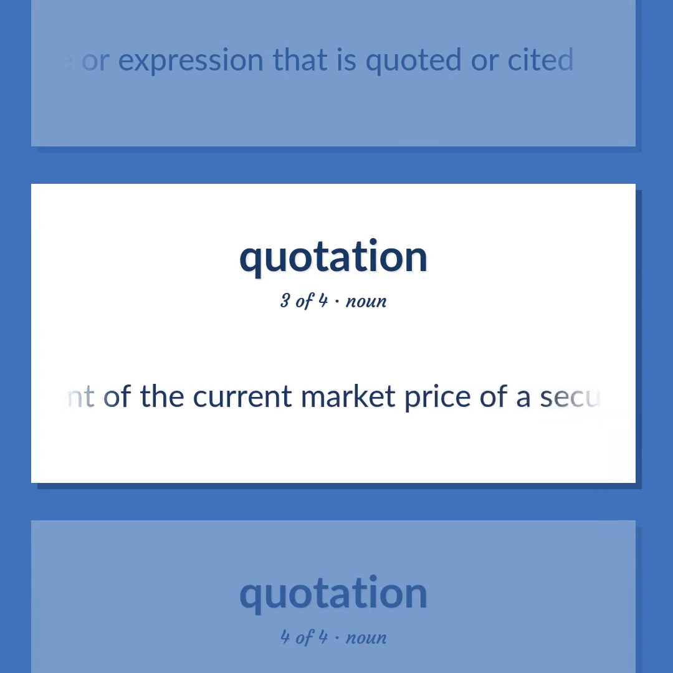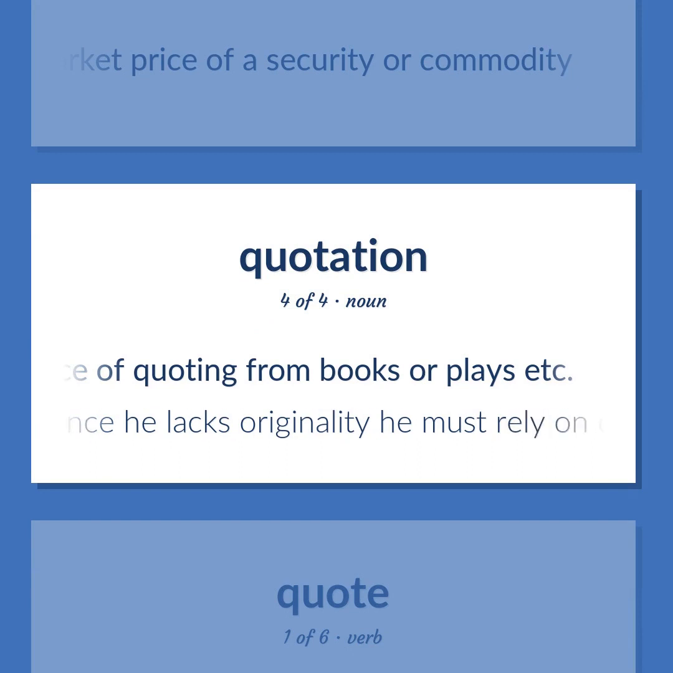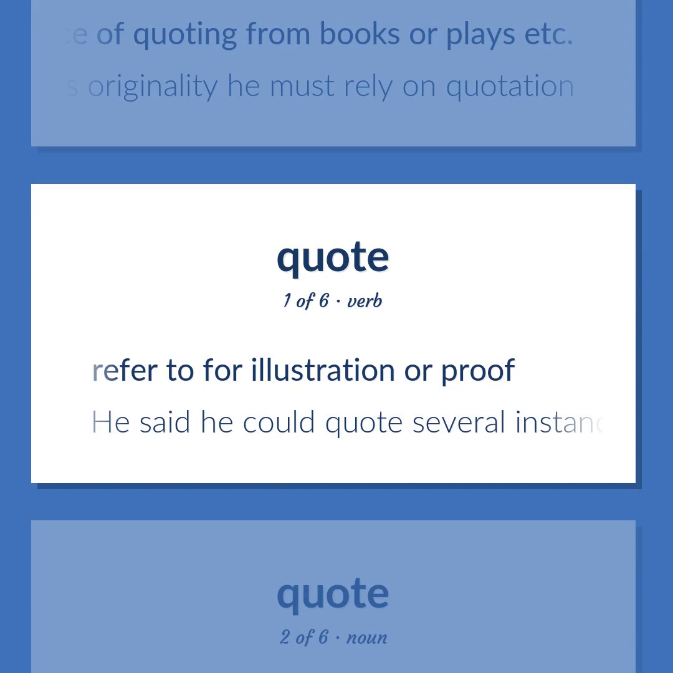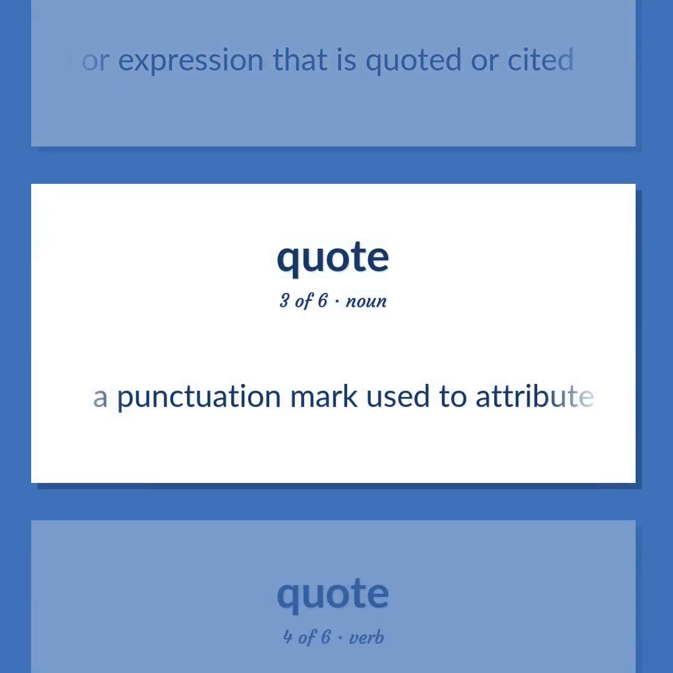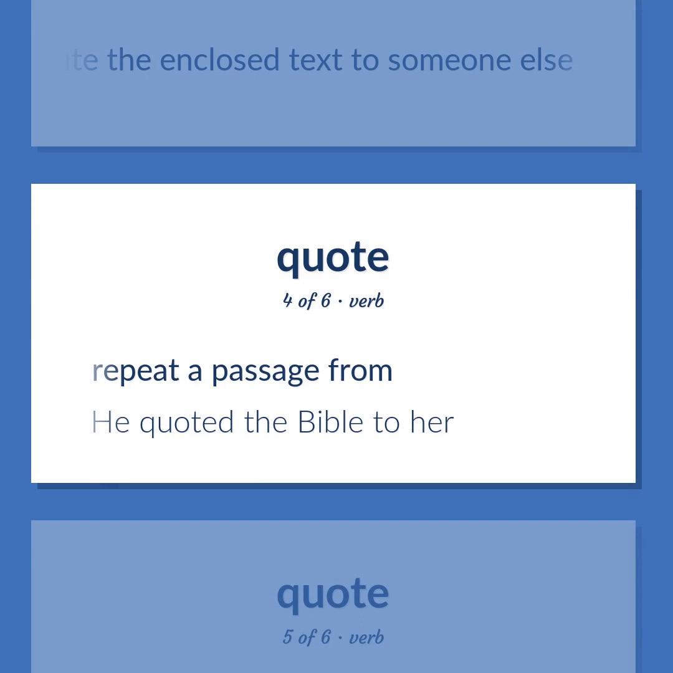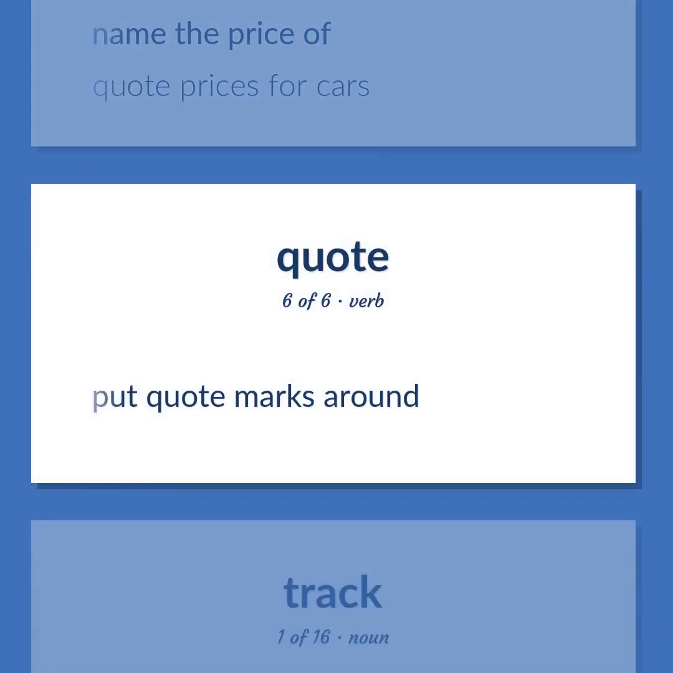A statement of the current market price of a security or commodity. The practice of quoting from books or plays, etc. Since he lacks originality, he must rely on quotation. Refer to for illustration or proof. He said he could quote several instances of this behavior. A passage or expression that is quoted or cited. A punctuation mark used to attribute the enclosed text to someone else. Repeat a passage from. He quoted the Bible to her. Name the price of. Quote prices for cars. Put quote marks around.